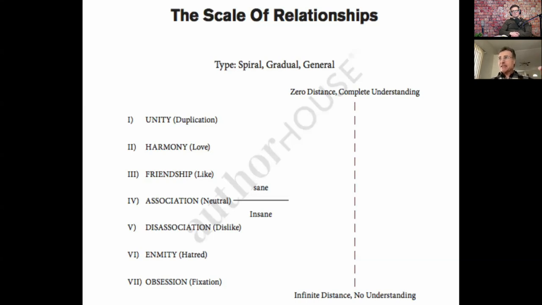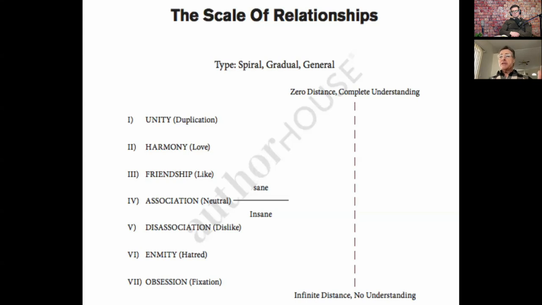The guy is fixed or fixated on this person. So there's actually a tremendous amount of distance between them. This guy has so little understanding that he can't see that his behavior is not sane.